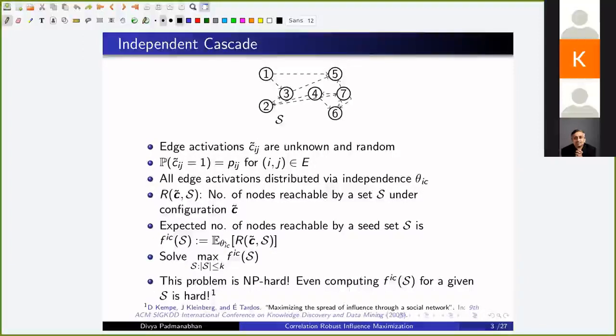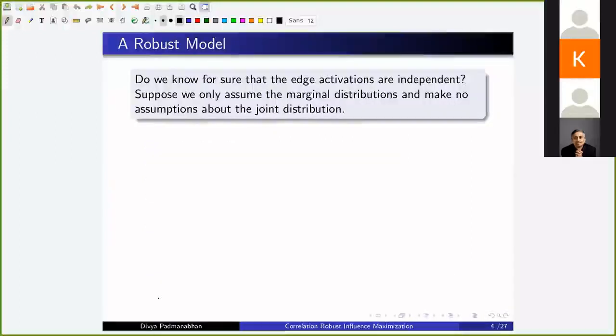So what do we do then? This is hard, and subsequently there have been a lot of works where people have tried to propose approximations. Even in this work by Kempe, there's an approximation, but people have tried to build faster approximations and so on. Now, coming to what we do in this work.